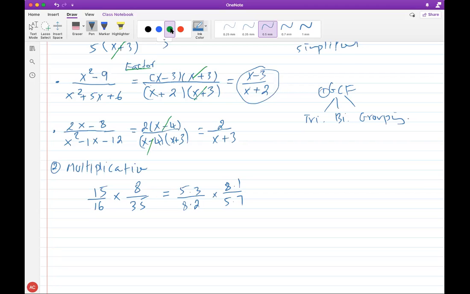At this point, we can cancel all the common factors between the top against factors of the bottom. It has to be one from the top, anywhere here, and one from the bottom. So what cancels?